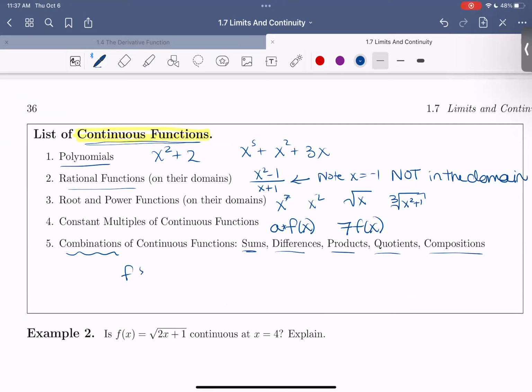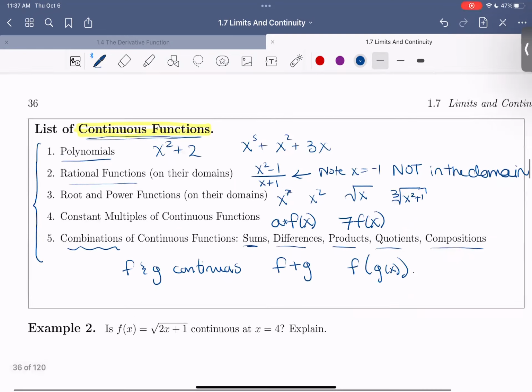So if f and g are both continuous, then the sum is continuous, or the composition f of g is also continuous. You do not need to memorize all of these families of continuous functions, but it's good to recognize them. And it's also important to see that there are many families of functions that are continuous. So with that in mind, let's take a look at example 2.